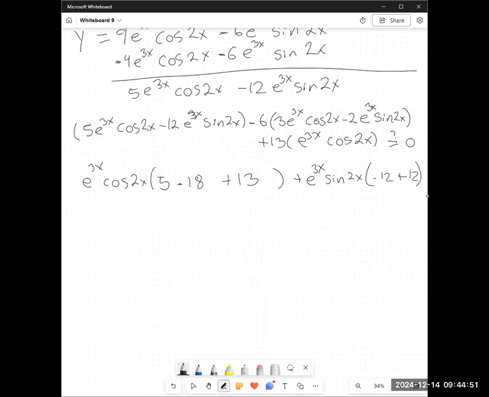5 plus 13 is 18. 18 minus 18 is going to be 0. Plus negative 12 plus 12 is going to be 0. 0 is definitely equal to 0. So we have verified that solution as well. Let me look for one additional example here.